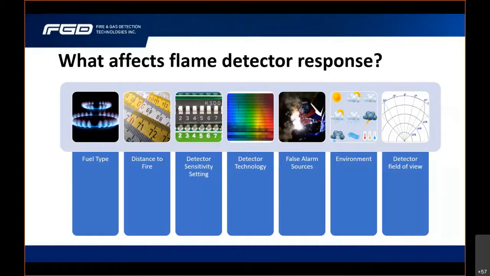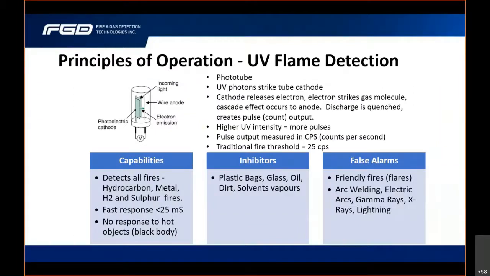Finally, there's the field of view. Some manufacturers will stretch the field of view and others do their level best to control it. In subsequent webinars, we'll delve into some of these areas in a lot more detail. In this particular presentation, we're really going to focus on the principles of the detection technology itself, understanding the strengths and limitations, the false alarm sources that we've got, and also some of the environmental impacts. So the very first type of flame detection technology that was utilized was a UV detector.